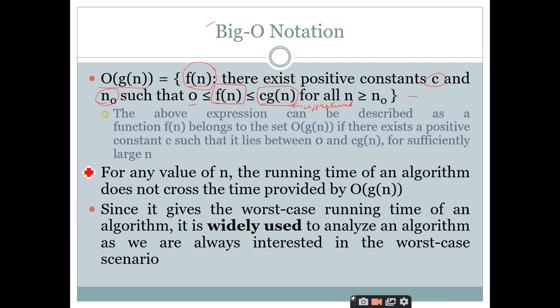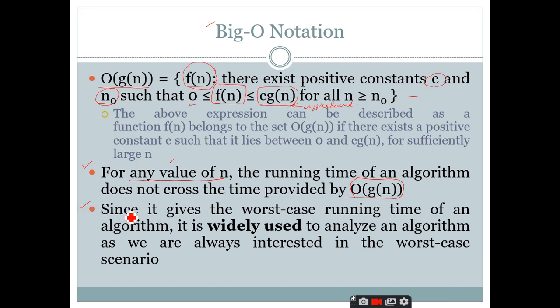Yes sir. So this is what I have described till now, right? For any value of n you take, the running time of an algorithm does not cross the time provided by big O of g of n. So it never goes beyond g of n. Any value of n you take, it never goes beyond this g of n. That is the upper bound. It is specifying the upper bound, right?